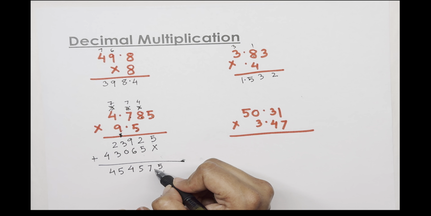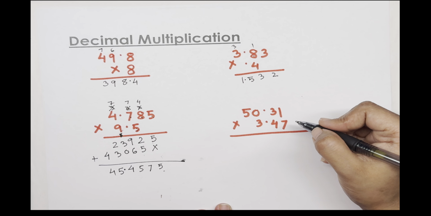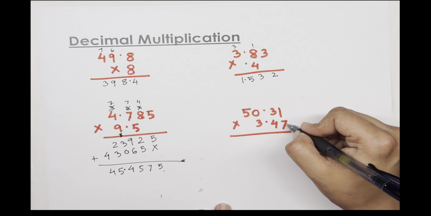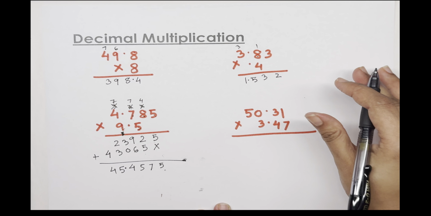Let's do our last example. 50.31 into 3.47. Forget about the decimal. Let's multiply 5031 into 347. 7 times 1 is 7. 7 times 3 is 21. 2 on top, 1 on bottom. 7 times 0 is 0. 0 plus 2 is 2. 7 times 5 is 35. We are not going to write this part, so I put a cross. Let's cross this one also.